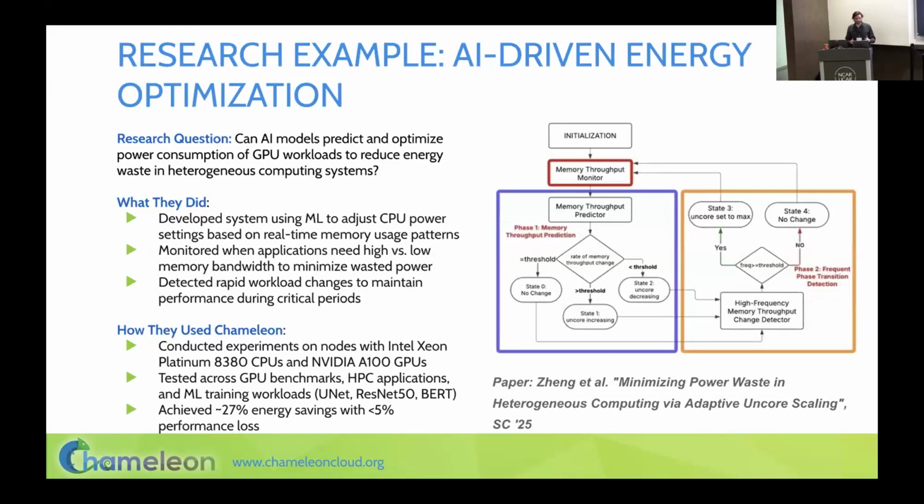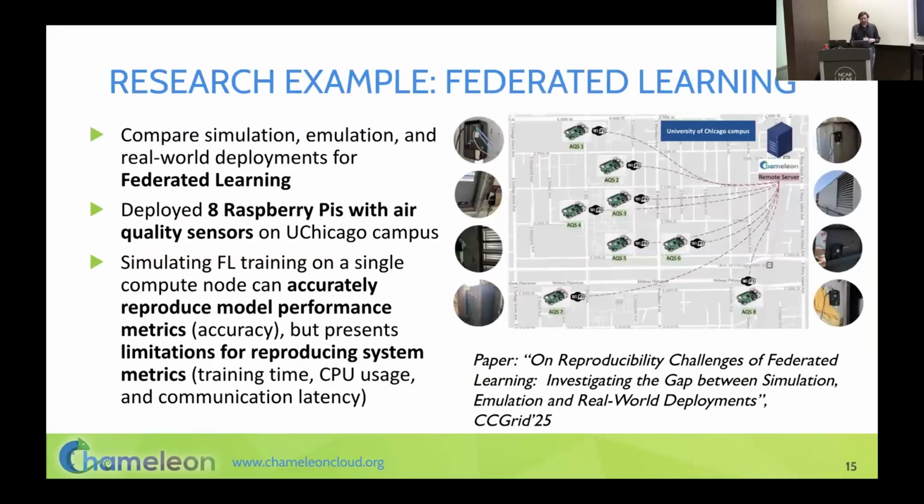Just a couple of examples of research that we've supported. This is, I think, the same paper or similar to the paper that Valerie Taylor presented yesterday, but this is AI-driven energy optimization. So looking at how to develop systems that can adjust power settings based on memory usage.